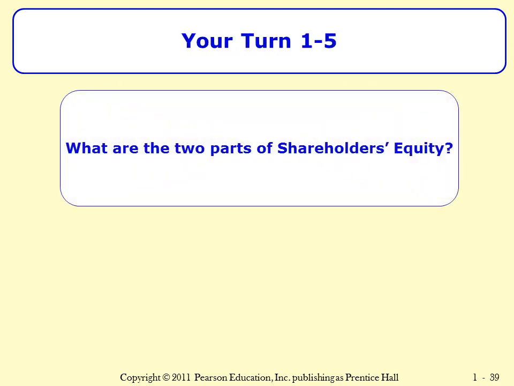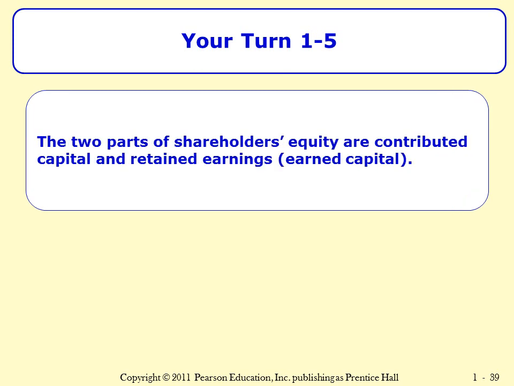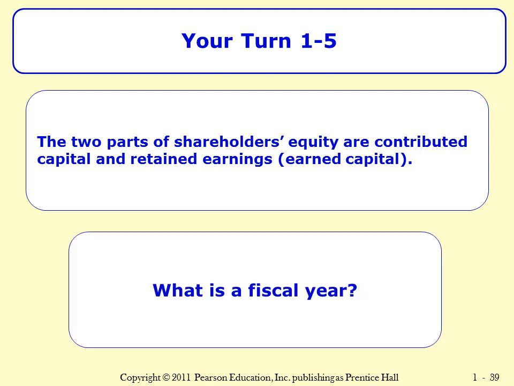So let's test our memory on our previous slide. What are the two parts of shareholders' equity? The two parts are contributed capital, money that the owners put into the company, and retained earnings, which is money that was accumulated through net income, which is the revenues less the expenses.